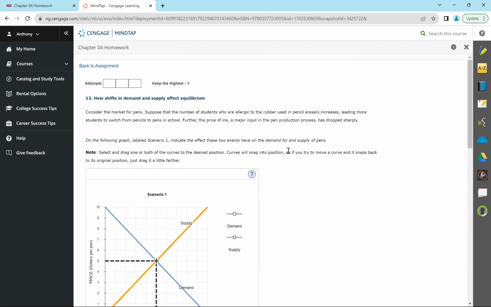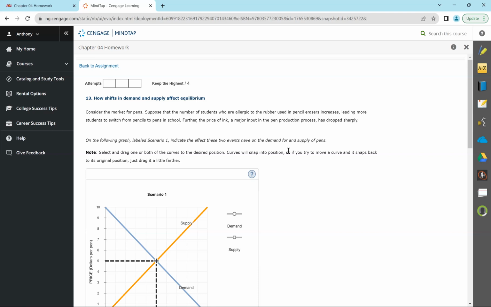All right. Another annoying one. Yeah, got a lot of these. Okay. Consider the market for pens. Suppose that the number of students who are allergic to the rubber used in pencil erasers increases, leading more students to switch from pencils to pens in school. A major input in the pen production process has dropped sharply. The following graph labeled scenario one indicates the effects these events have on the demand and supply of pens. All right, one at a time here.